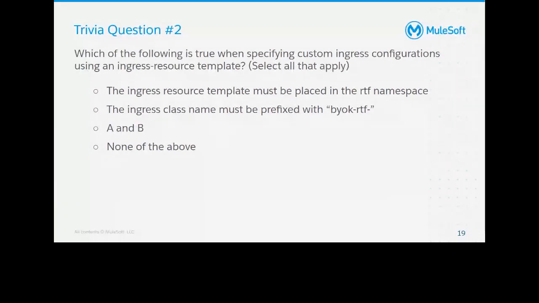Which of the following is true when specifying custom Ingress resource configurations using the Ingress resource template that we just saw? We already have the right answer. Andy got the right answer. It's A, RTF namespace. The Ingress class name should be prefixed only with RTF hyphen, not BYOK hyphen RTF. So the answer is A.